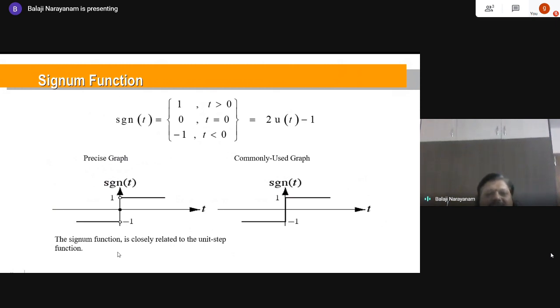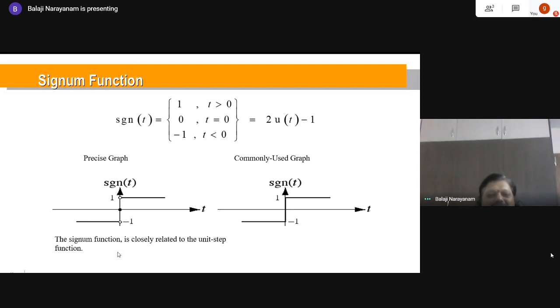Another important function, we may use these kinds of functions in communications as well as in signal processing, and hence there is a need for studying these kinds of functions called the signum function, which is represented by sgn of t. It is defined as 1 for all values of t greater than 0, 0 at t equal to 0, and minus 1 for all negative values of t. And hence, you may write it in the form of an equation as 2u of t minus 1.